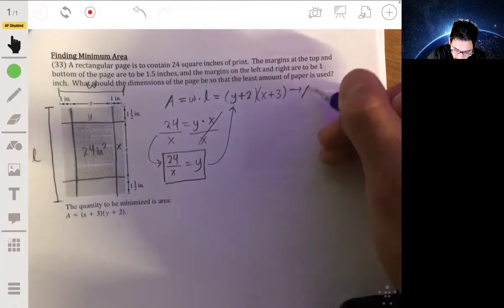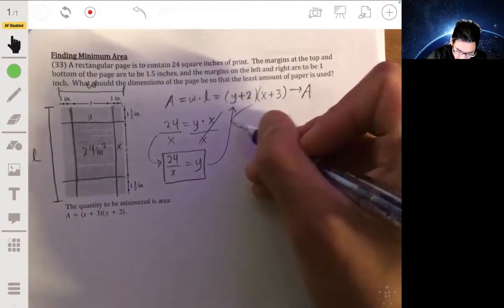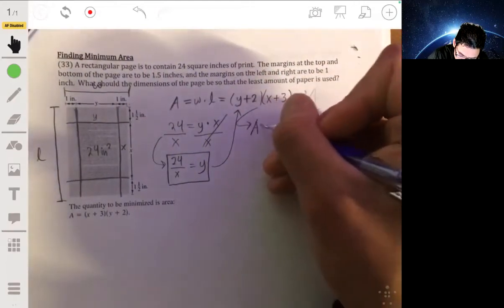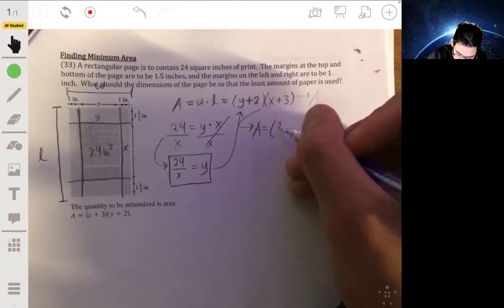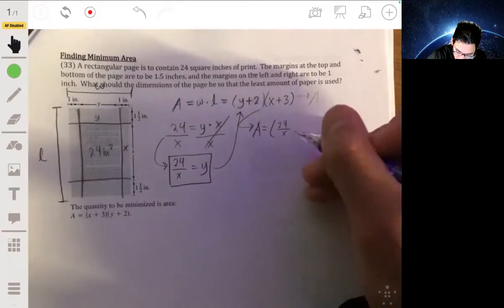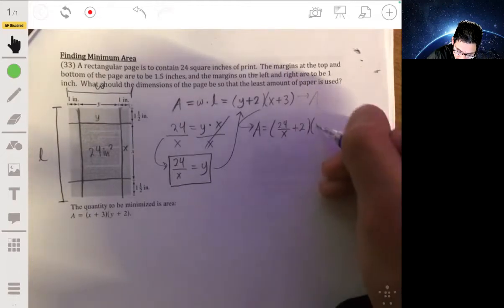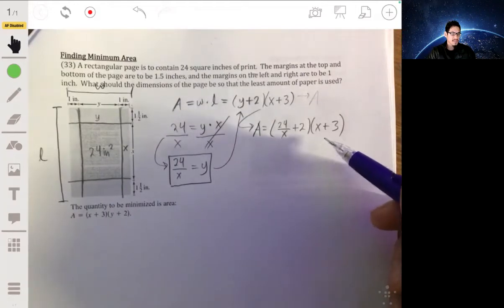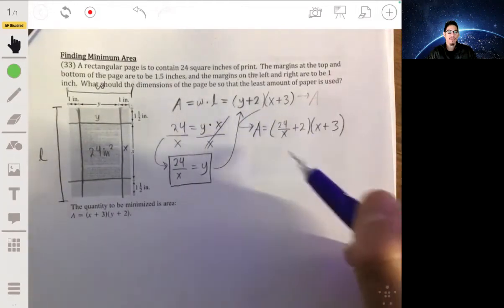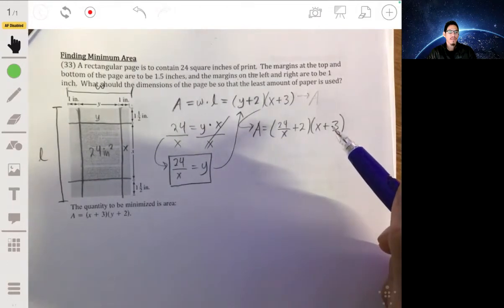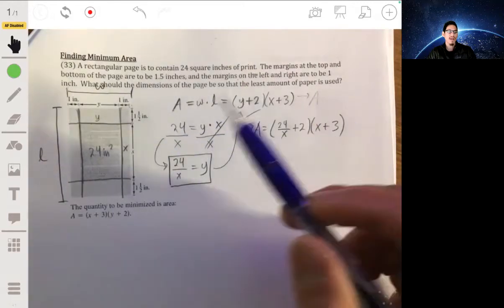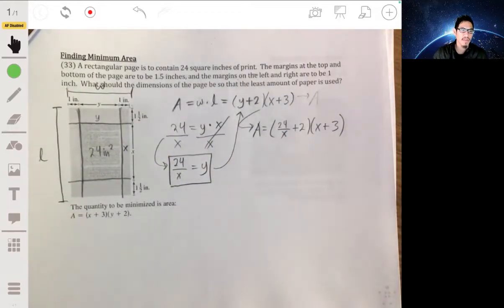This allows us to write our area as 24 over x plus 2, times x plus 3. Now we have an equation for area in terms of just x. So now we're good. Now we just have to find the critical value, study whether it's a minimum or maximum, and then figure out the x value and y value at the critical value, and then we can know our dimensions of the page.